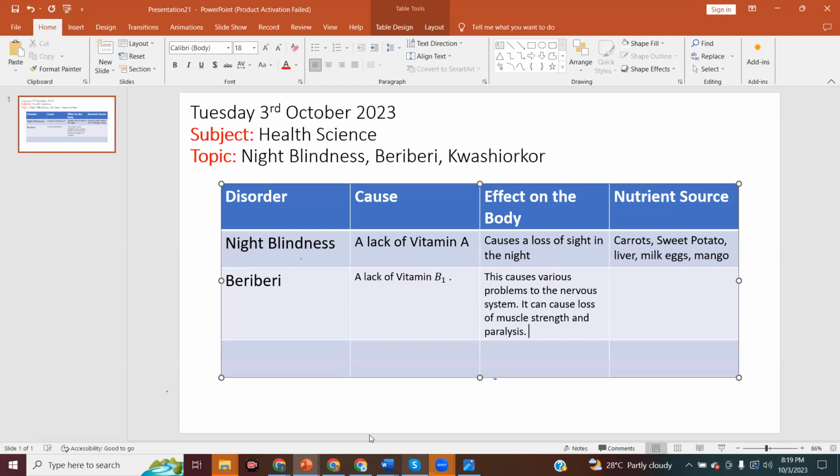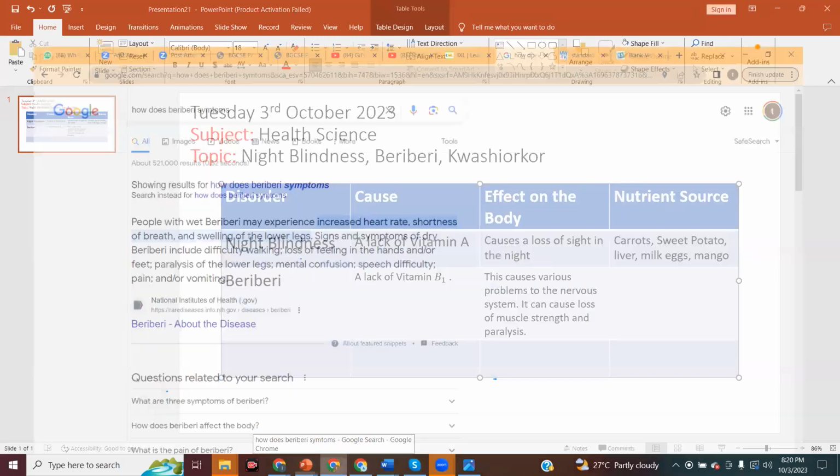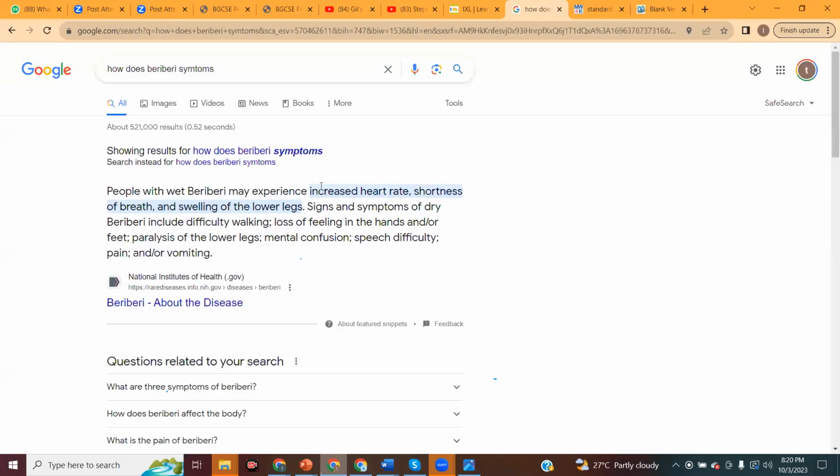Before we get to the picture, like I said, loss of muscle strength, paralysis. And if you look it up, they give you other definitions too. They say it can cause loss of feeling in your hands, paralysis of the lower legs, mental confusion, speech difficulty, pain or vomiting, right? So it's not a good thing.